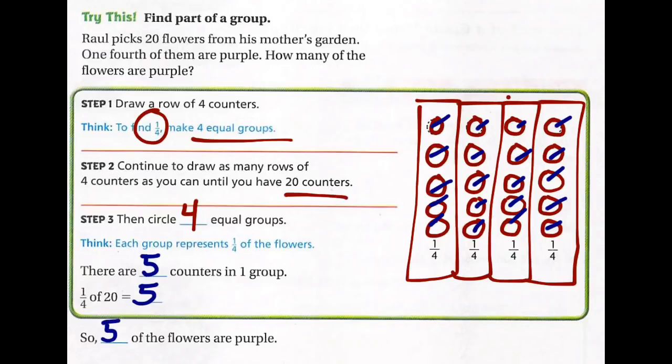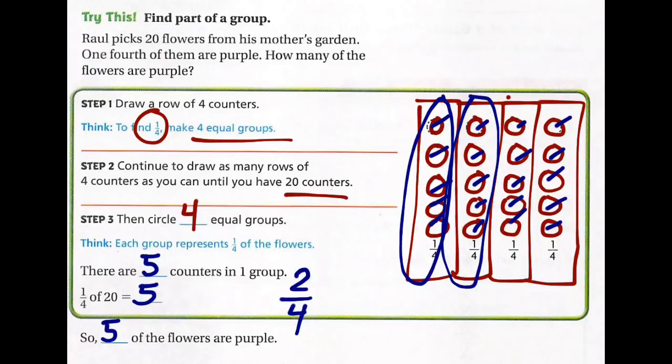Now I have a question for you. How many counters, or how many flowers would be in 2/4? Well, 2/4 would be 2 of the groups. So that would be like this group and this group. So that would be 5, and then 5 more would be 10. So 2/4 is equal to 10, or 10 out of the 20 total flowers.